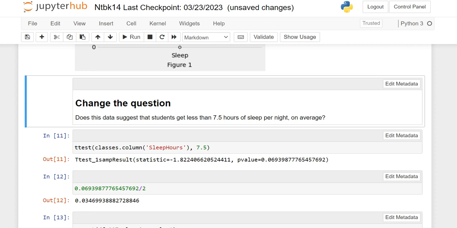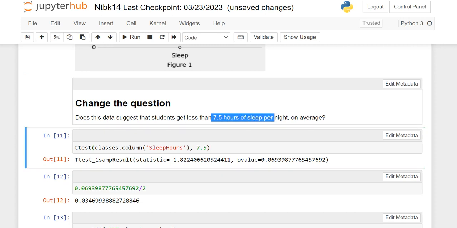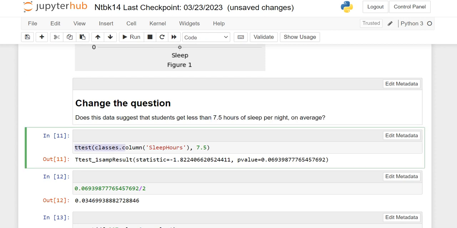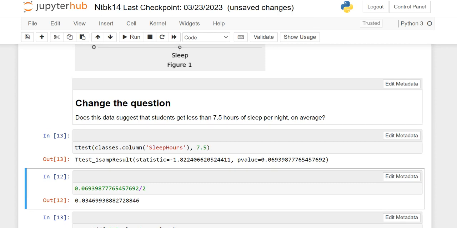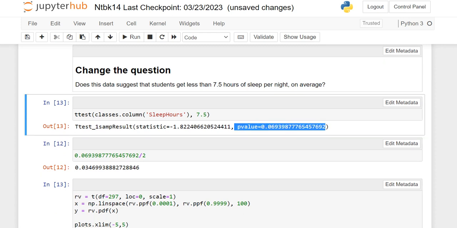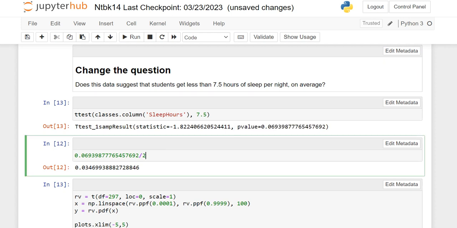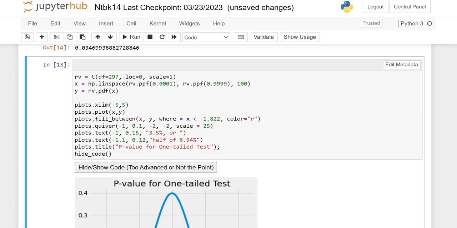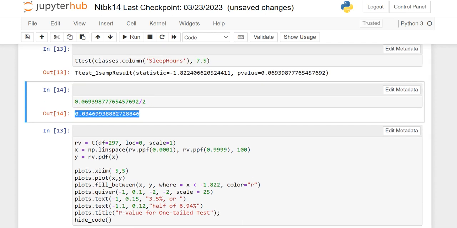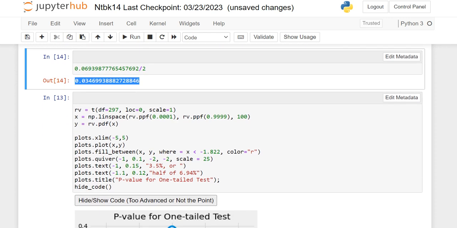Okay. And now your book goes through, well, hey, do students get less than 7.5 hours of sleep per night? Notice that this is exactly the same as the hypothesis above. The only thing different is that the 8 is changed to 7.5. And notice that the p-value initially looks bigger than 0.05, but remember this is a strict inequality here. So we cut the p-value in half. And when we look at this p-value, you can see, oh, that is less than 0.05.